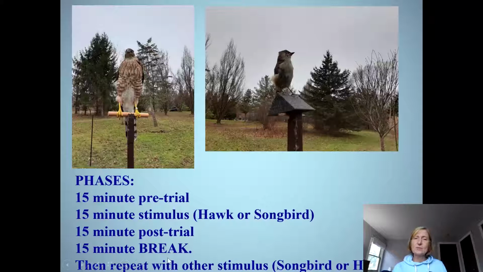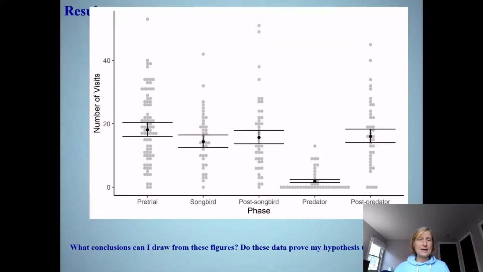We'd take a little break, and then we'd do the same thing over again, so that each trial we could compare before the stimulus, during the stimulus presentation, and afterward. And we could compare the hawk to the songbird trials. And then we looked at things like the number of visits that the animals made during pre-trial phases, songbird phases, post-songbird phases, or predator phases, or post-predator phases.